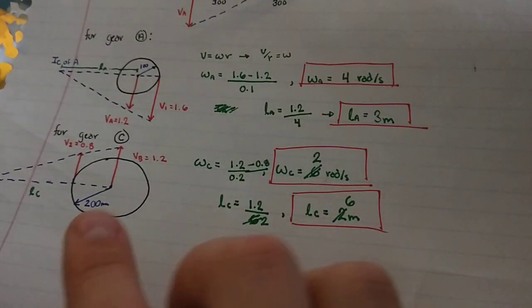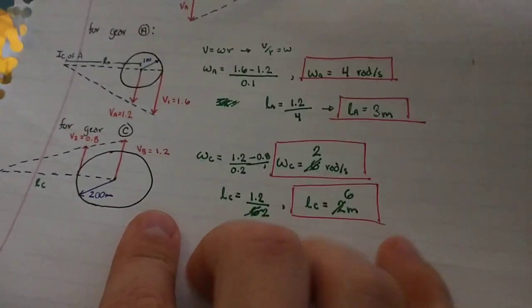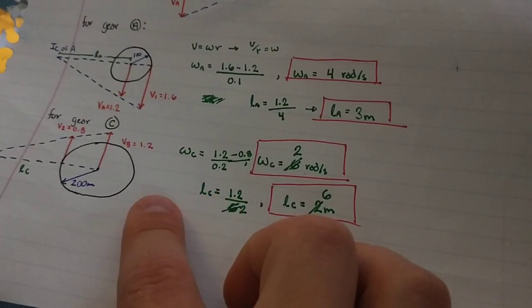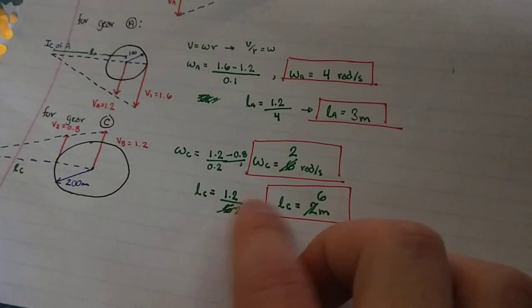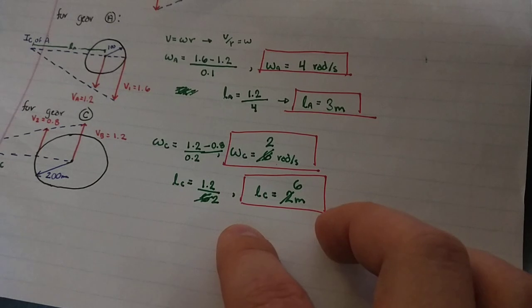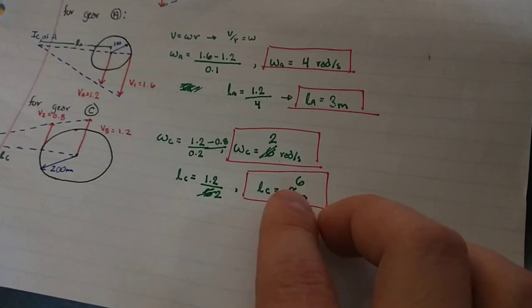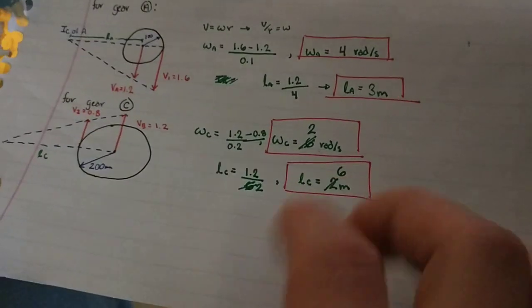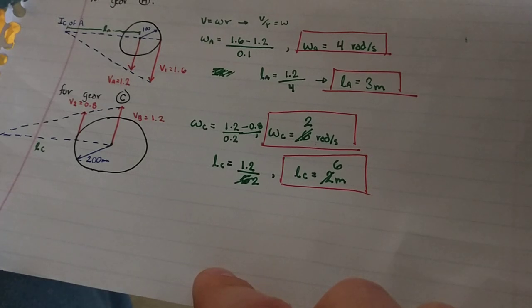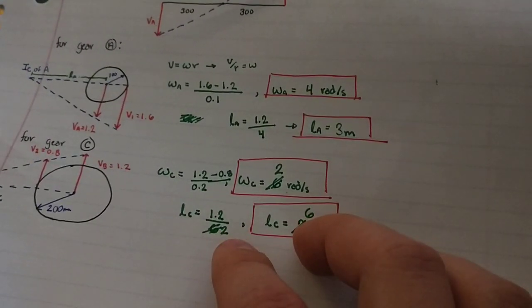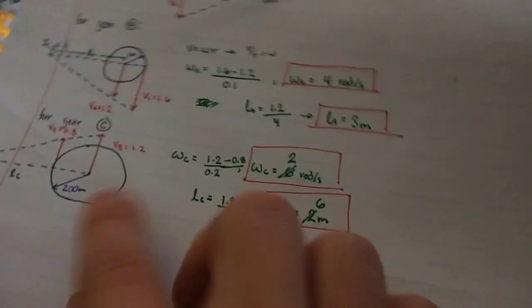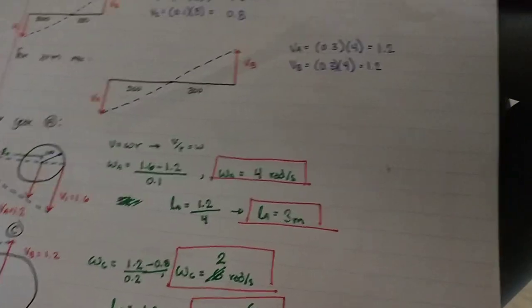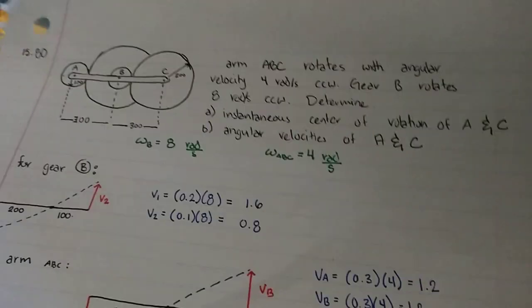Now, we take the magnitude of the velocity of B and divide that by the angular velocity, and that gives us the length to the instant center, which is 1.2 divided by 2, that should be 0.6. 0.6 meters. That's not 6 meters, that's 0.6 meters. Okay. Now, let me check my terms, I'm going a little crazy. Yep, okay, 0.6 meters. Excellent. Or 600 millimeters. So, that is 15.8.